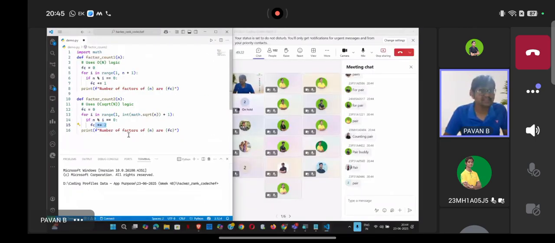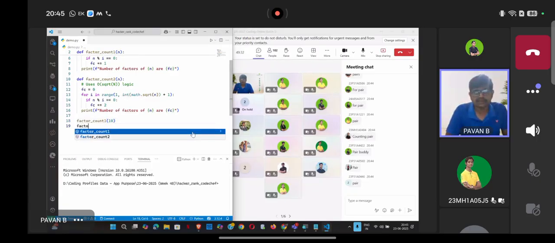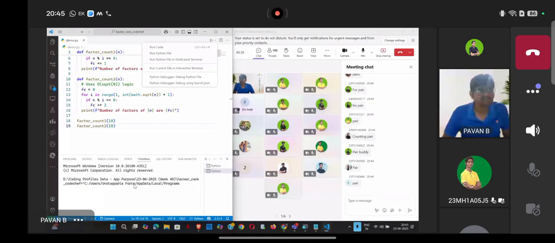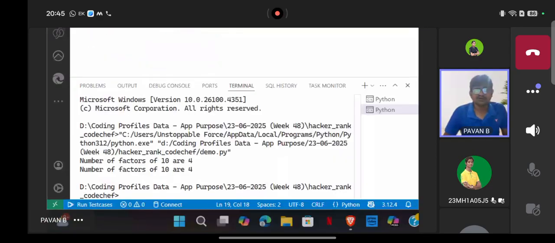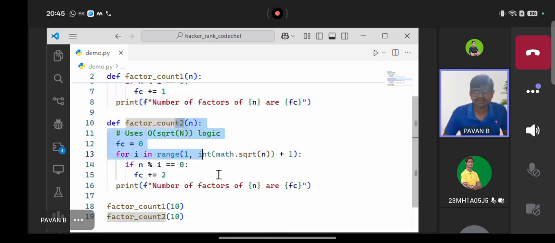Okay. Now let's try to call these 2 functions with the values. First let's call the first function, factor count 1, with this 10. And let's call factor count 2 also with 10. Let's see what it will print. So let me run this code. See, both of them are working, right? So it seems like there is no problem at all for a number like 10. For a number like 10, the first logic is giving output as fast as the second, right?